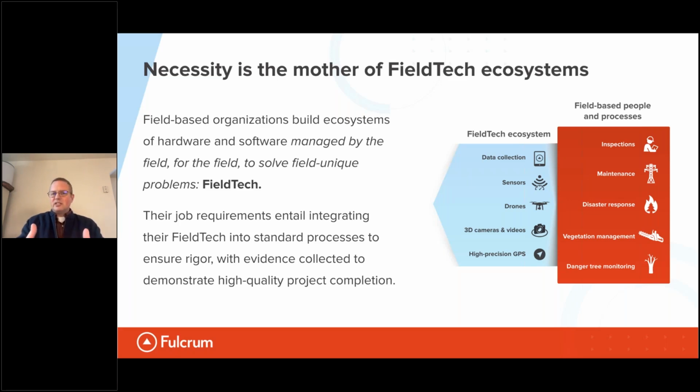So whether you want to call that an inspection where you're doing quality control, coming in after the fact and seeing what people have done before, or whether you want to call that the process that you're engaged in, like vegetation management, you're applying herbicide and cutting, wielding a chainsaw, whatever that is, you're still collecting the data necessarily to demonstrate that you've done a good job there. I want to dwell just for a second on the fact that these job requirements entail integrating field tech into standard processes. It's not one thing, it's many.